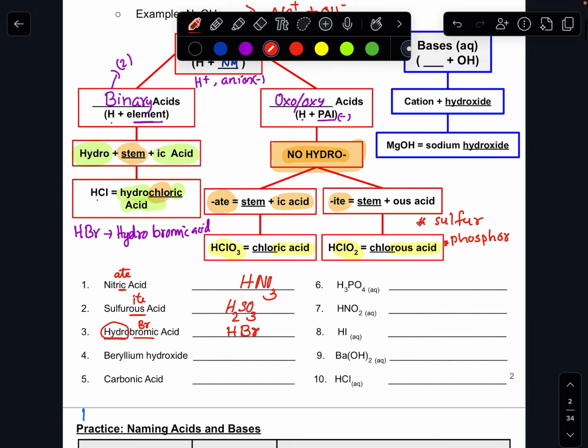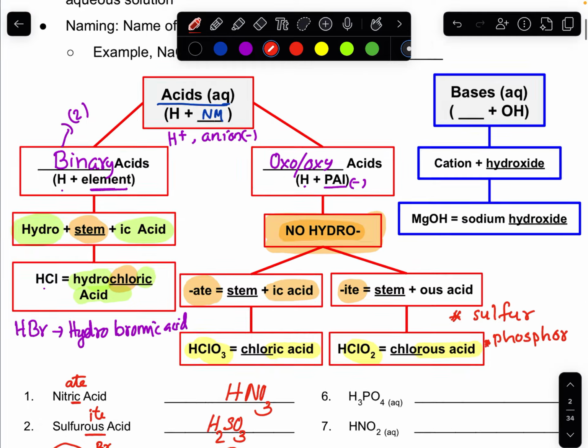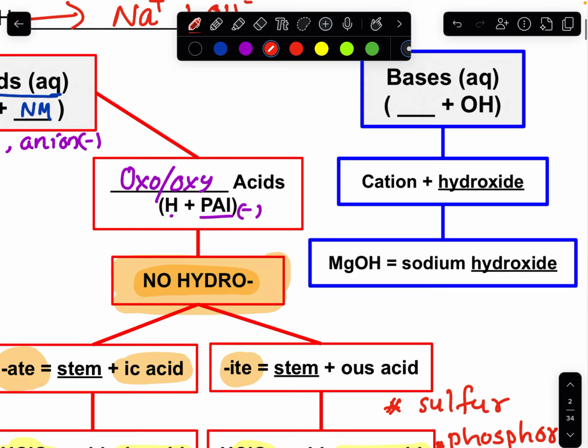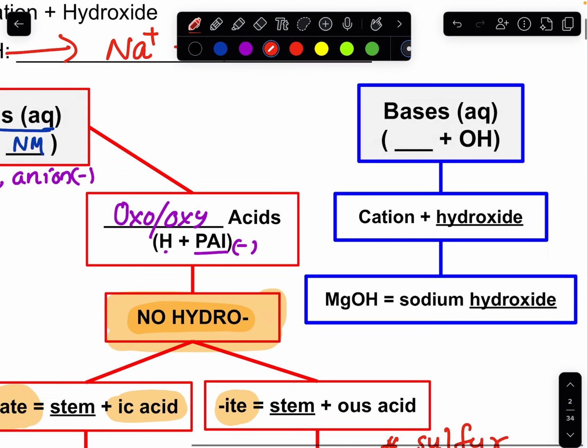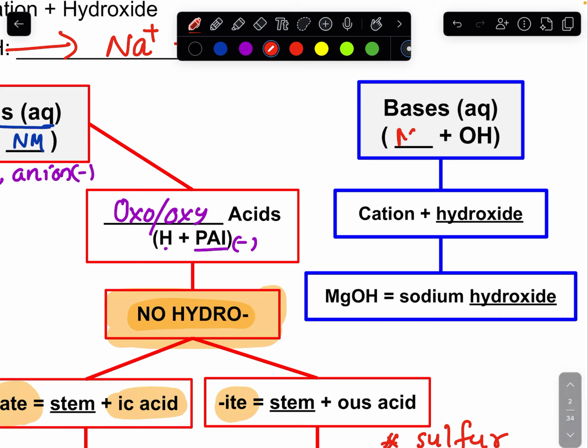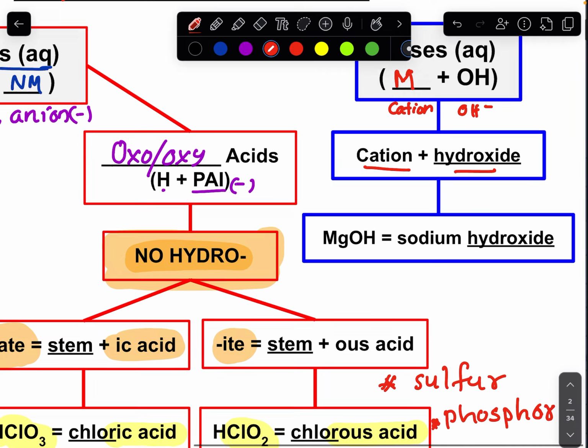Next one, I forgot to talk about the names of the bases. It's a base, okay? We already know how to name the base. Bases contain a metal and OH, or we can say a cation and a hydroxide ion.